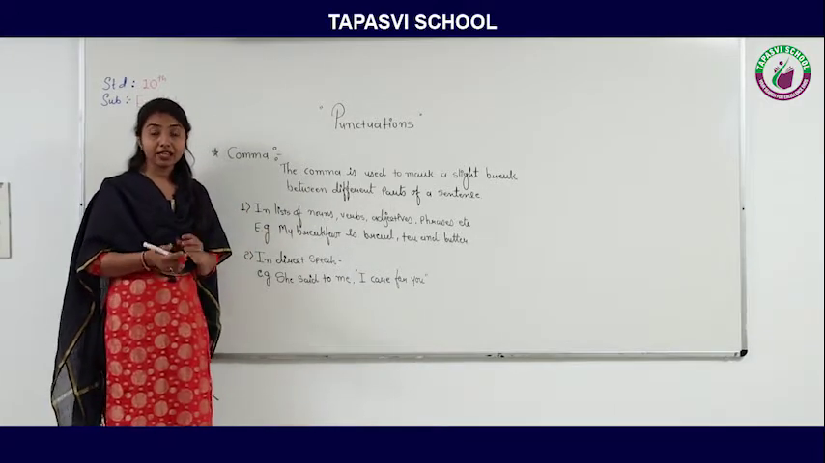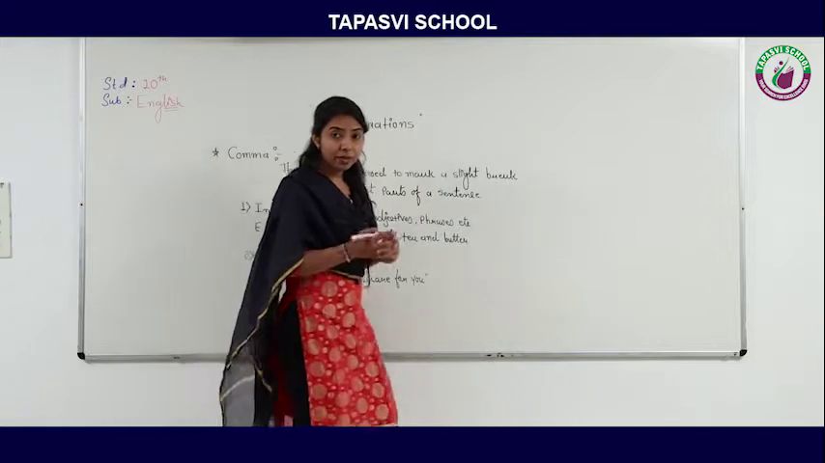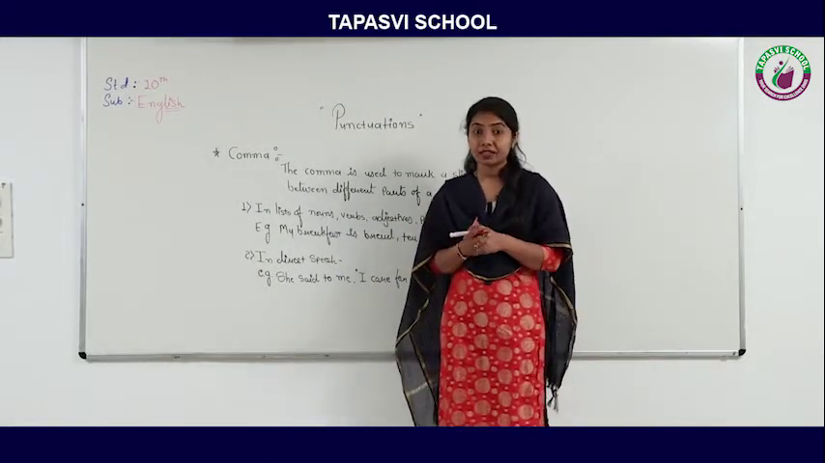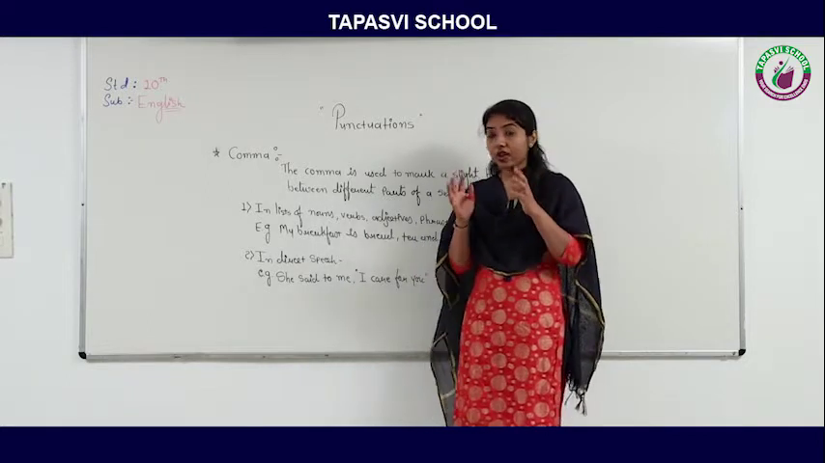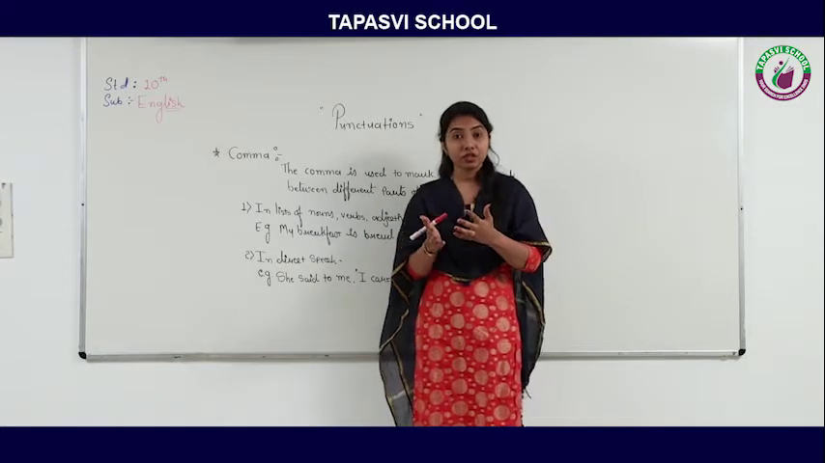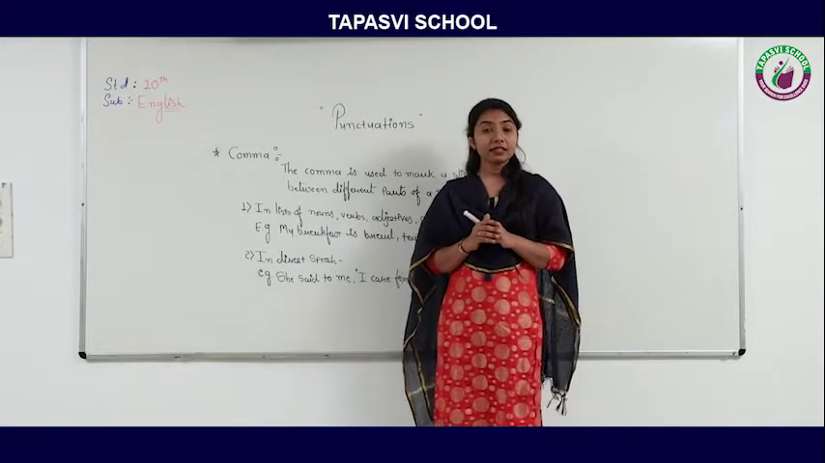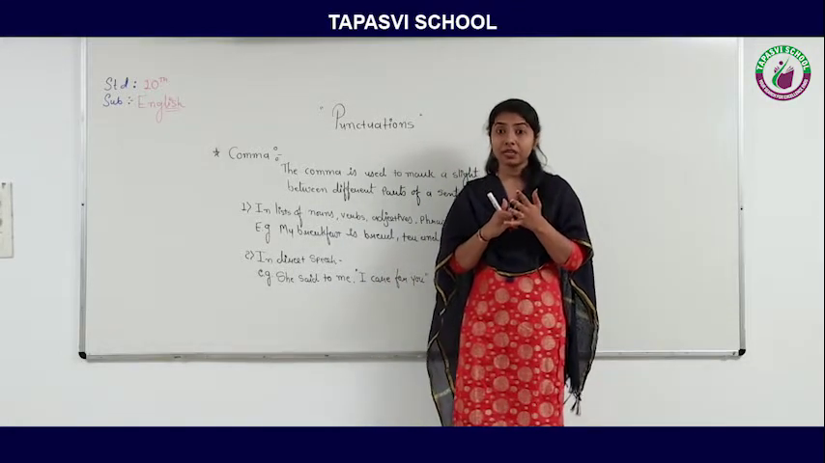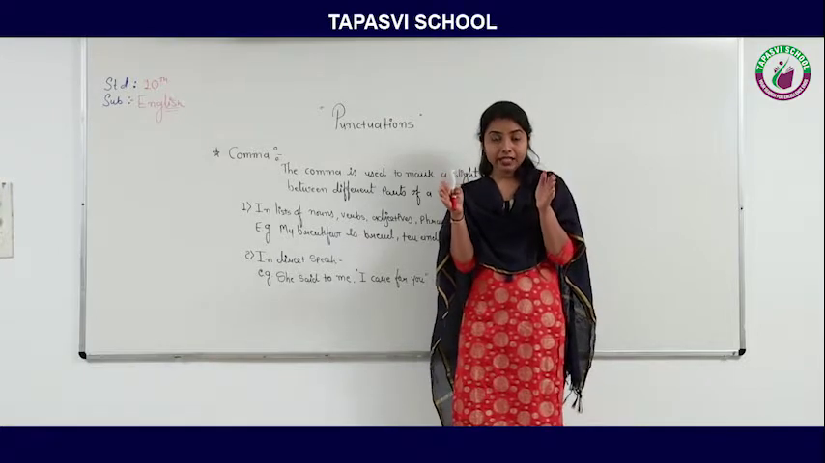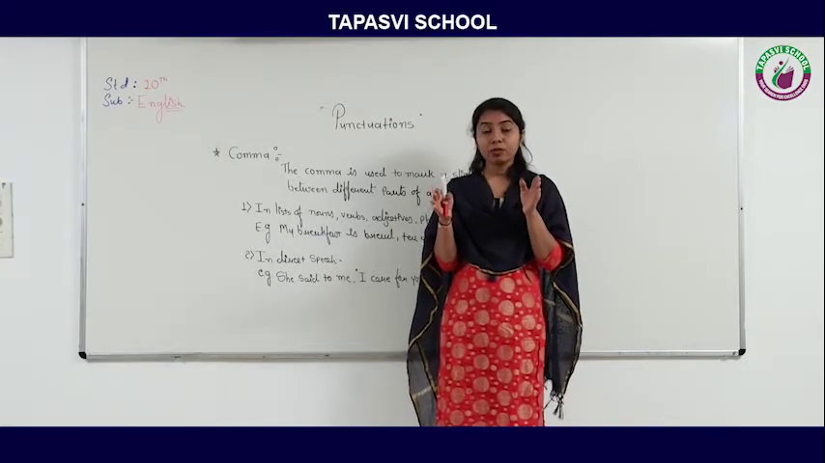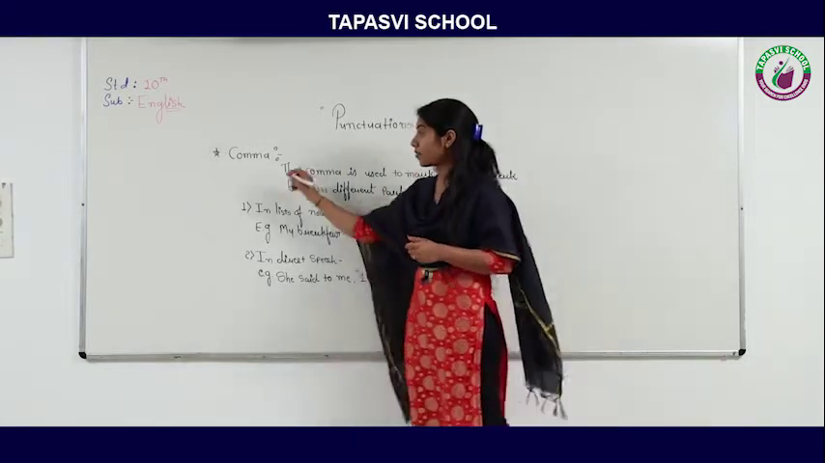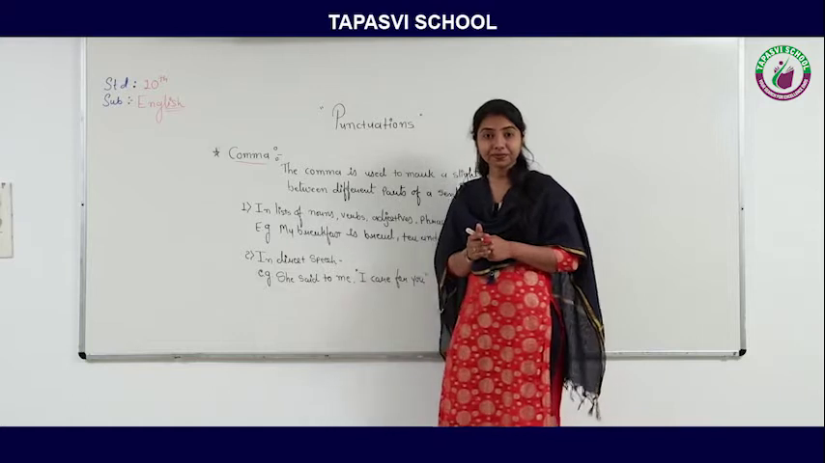If we have a list of adjectives, for example, if I want to speak about a cat, and I want to give adjectives to the cat, I can say that a cat is black, beautiful, thin. So that is a list of adjectives, and in between those adjectives I have to put what? I have to put comma.